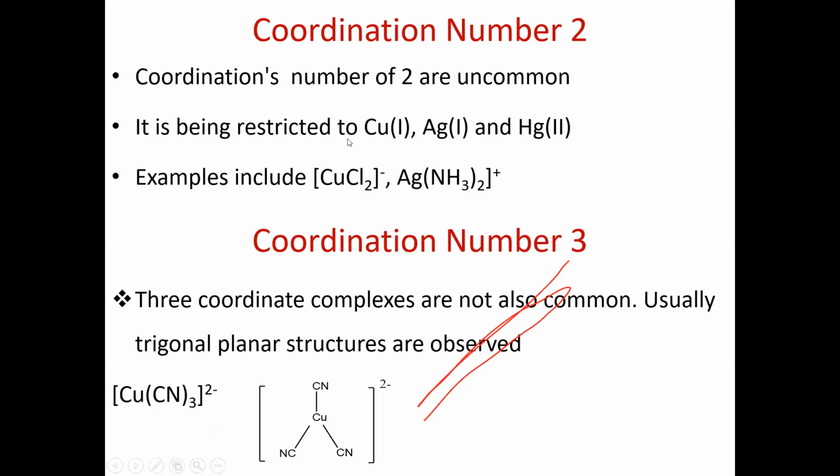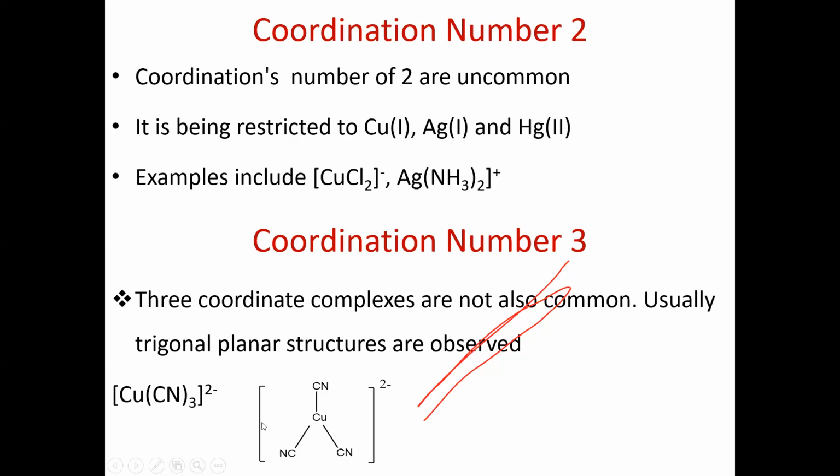So for coordination number of 2, the most common are copper 1, silver 1, and mercury 2. So if you see here, this is our copper 1, and this is our silver 1, because it's 2 minus 1, which is going to give you copper 1, and this is silver 1. And they usually exhibit the coordination number of 2. And coordination number of 2, what kind of structure is that going to be? That is going to be linear.